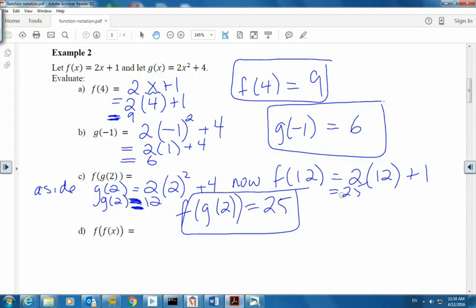Oh, almost made it. Okay. All right, we'll sneak it in there.